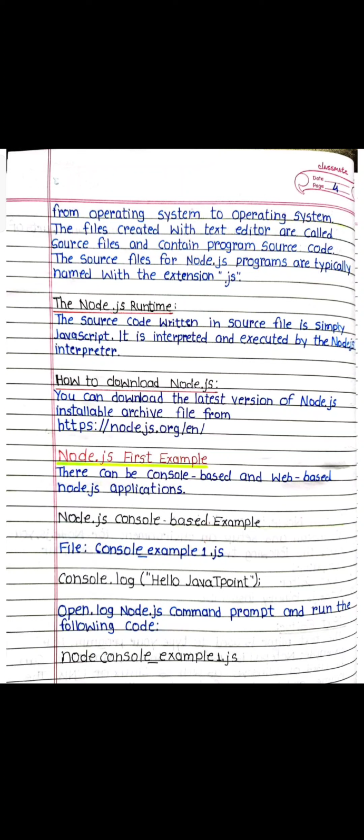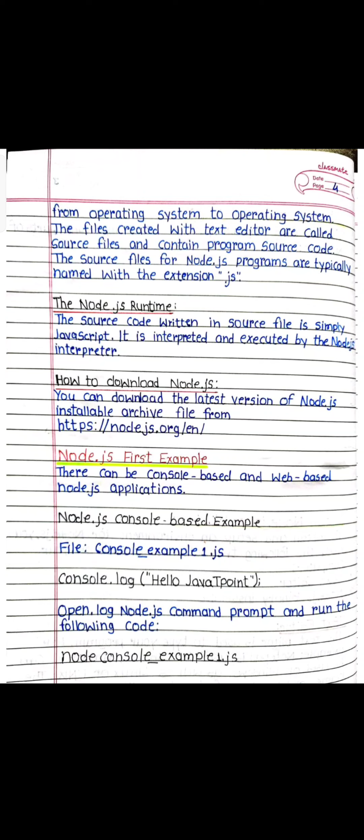The files created with the text editor are called source files and they contain the program source code. Source files for Node.js programs are typically named with the extension .js. The Node.js runtime: the source code written in the source file is simply JavaScript. It is interpreted and executed by the Node.js interpreter. How to download Node.js? You can download the latest version of the Node.js installable archive file from the nodejs.org website.